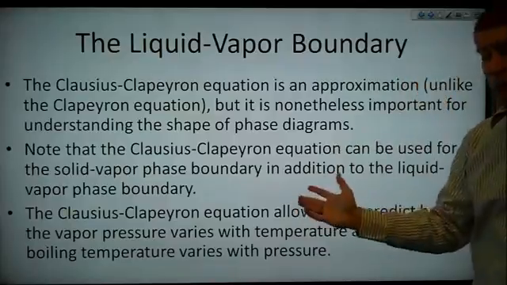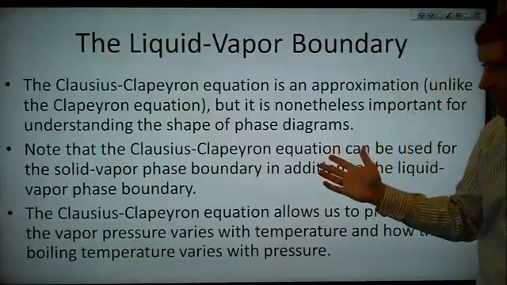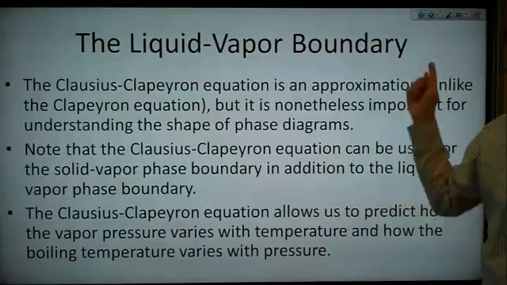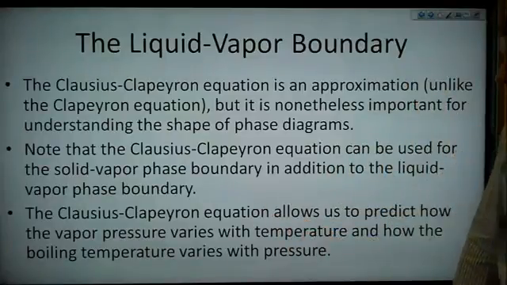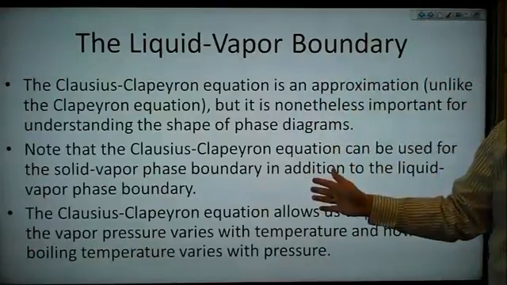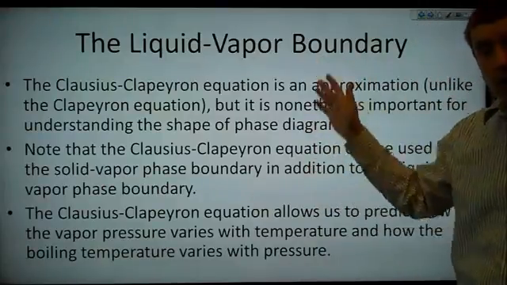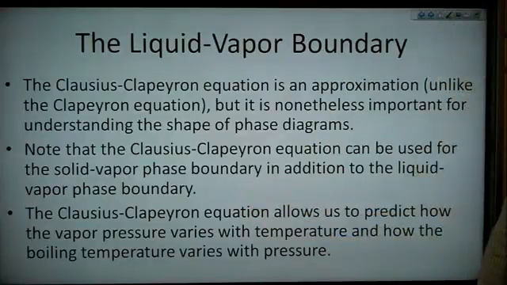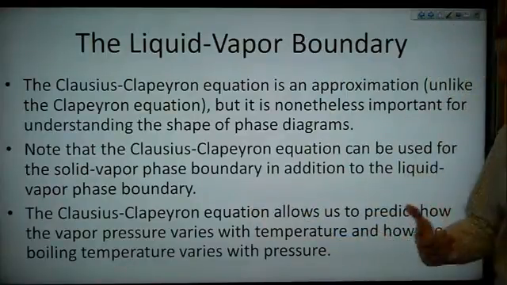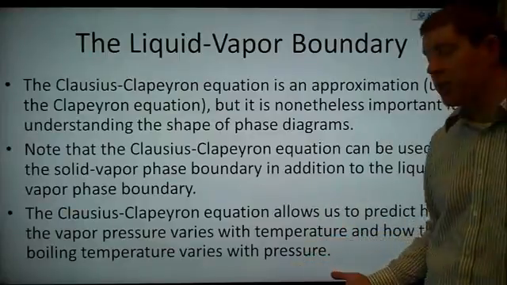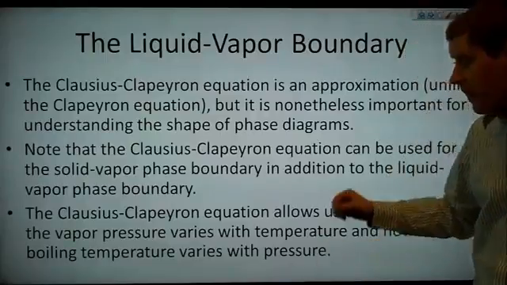We note that the shape of that liquid-vapor phase boundary is curved, something like this, and it has a much lower slope than the liquid-solid phase boundary. So the Clausius-Clapeyron equation also allows us to predict how the vapor pressure varies with temperature, and how the boiling temperature will then vary with pressure.